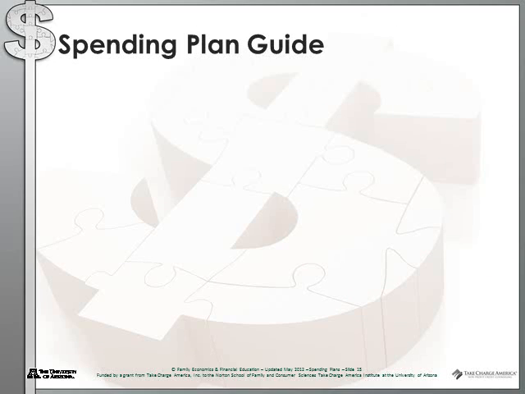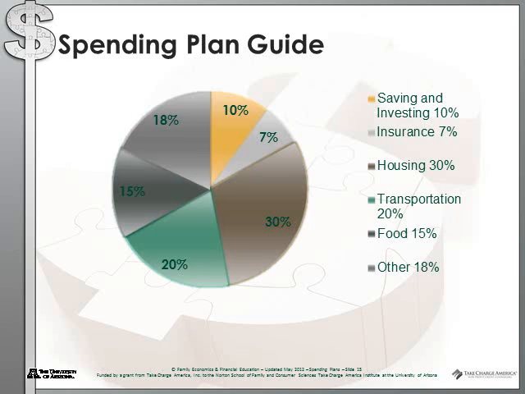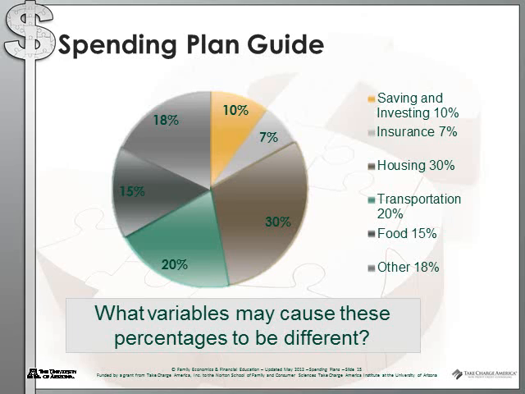When creating your spending plan, it may help you to refer to a spending guide regarding how much money to spend in each category. This pie chart provides a guide for typical percentages on income spent in each expense category. There may be some variations on these percentages based on your personal cost of living, age, income, etc.